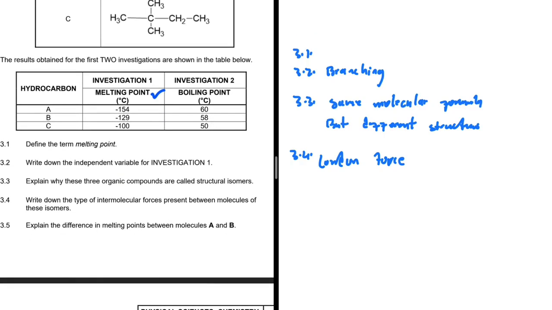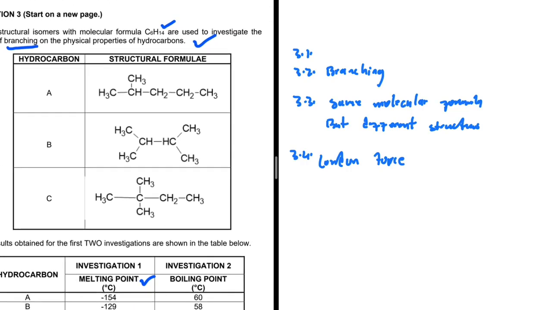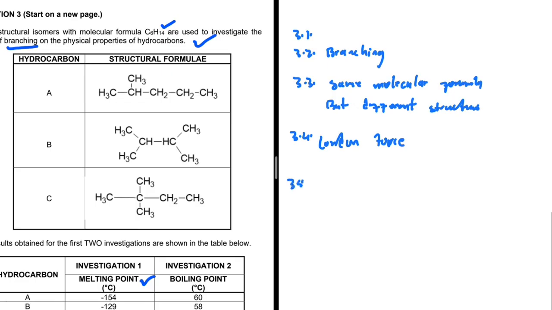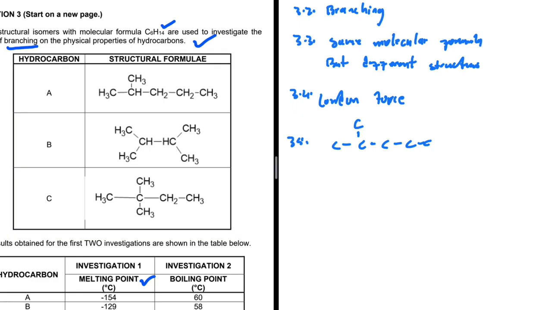Explain the difference in melting points between molecules A and B. So let's take a look at A and B. So A, well, let me just show you something. We have 1, 2, 3, 4, 5. Then a carbon on the second carbon. Okay, and then that is A. And then B, we have 1, 2, 3, and then let's make these 4.